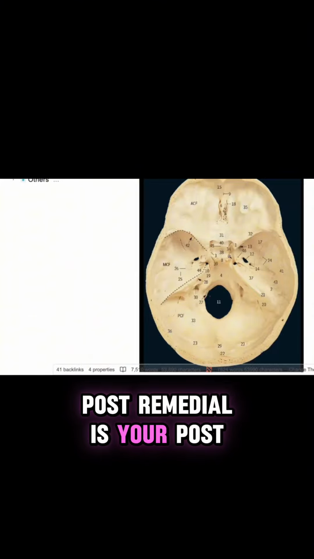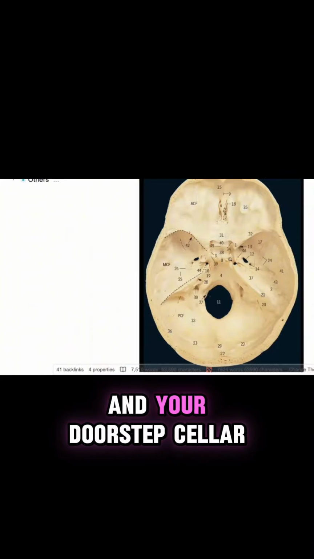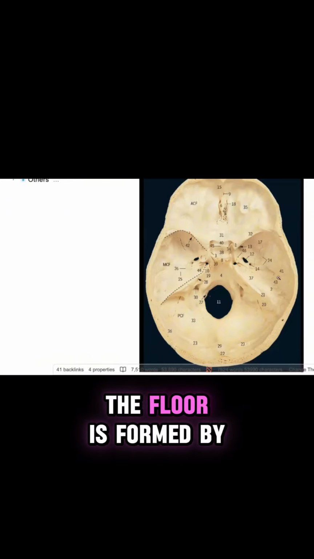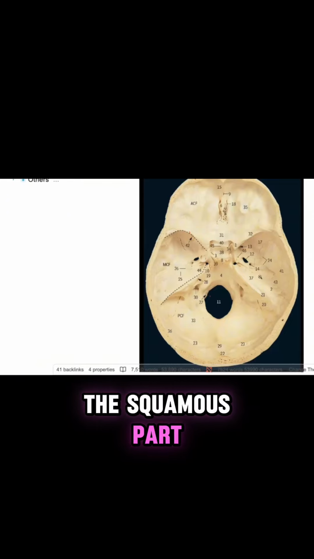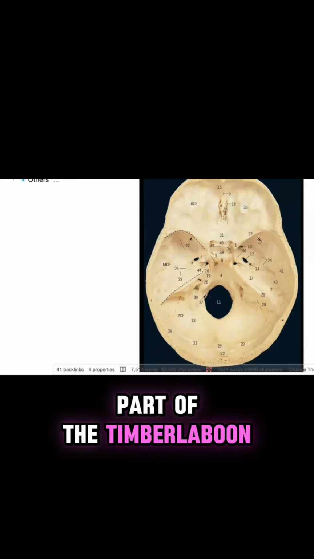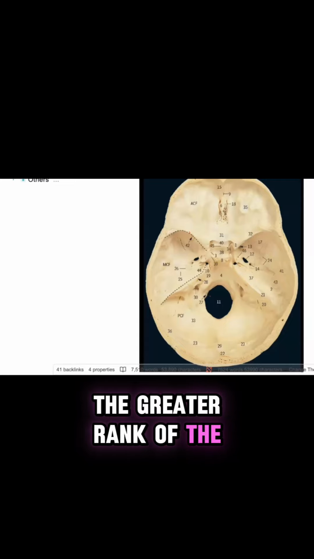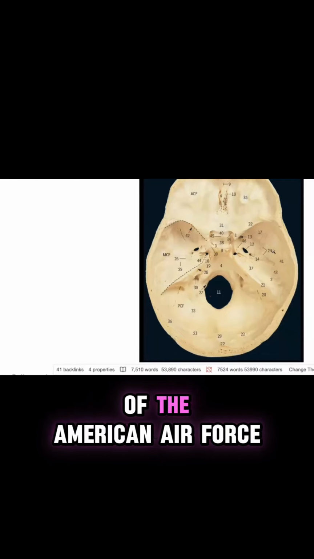Posteromedial is your posterior clinoid process and your dorsum sella. The floor is formed by the squamous part and the petrous part of the temporal bone and also the greater wing of the sphenoid. So these are the boundaries of the middle cranial fossa.